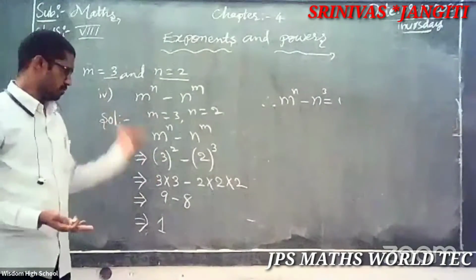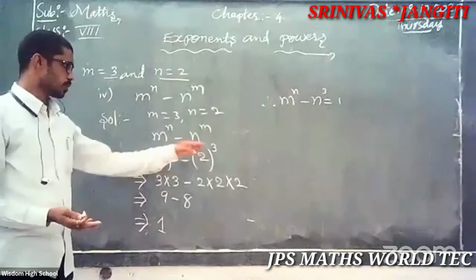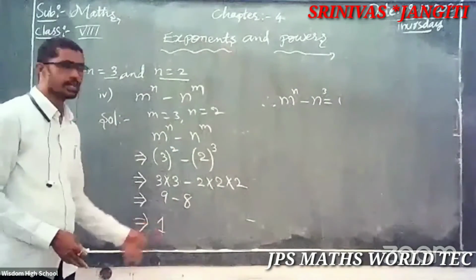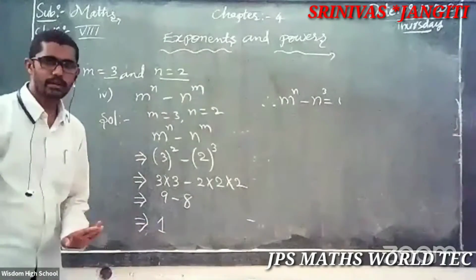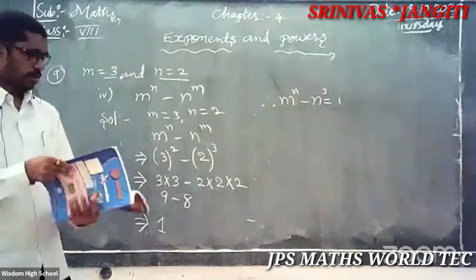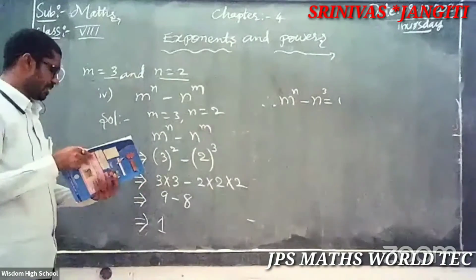So simple. Square means 2 times, cube means 3 times. Then what is the work you will know already. So 9 minus 8, you get 1. Clear? Come on, note down. So simple. Right, the next problem is the last problem in this exercise.